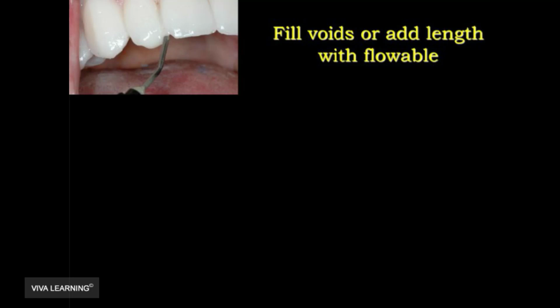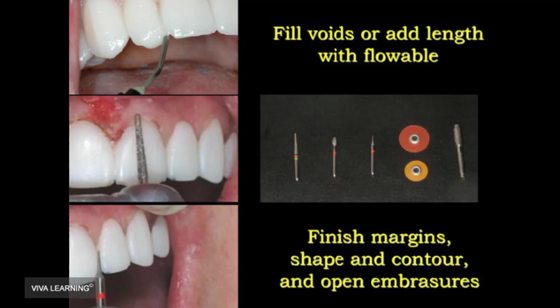Then we can go back just like we did before. If we have some little voids, we can fill those in. If we have some little corners that didn't fill all the way, we can add some length. We can do any kind of temporary adjusting we need to by adding material with flowable composite.